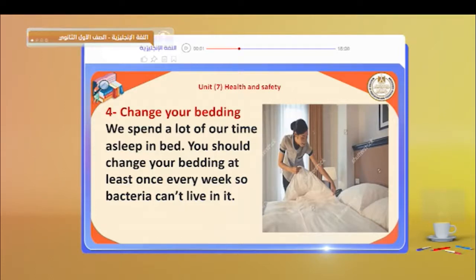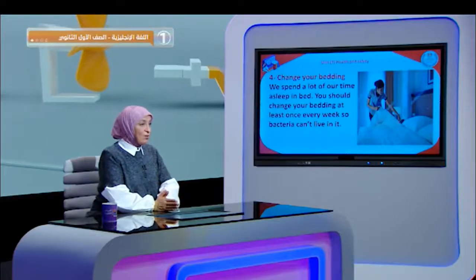So again, we should clean the kitchen floor once a week, and we should change the bedding of our bed once a week. We shouldn't keep the bedding or the covers or the sheets for a long time because it will contain a lot of bacteria.